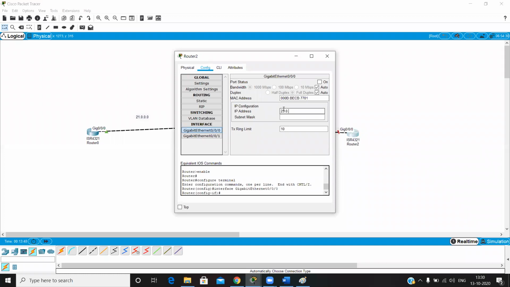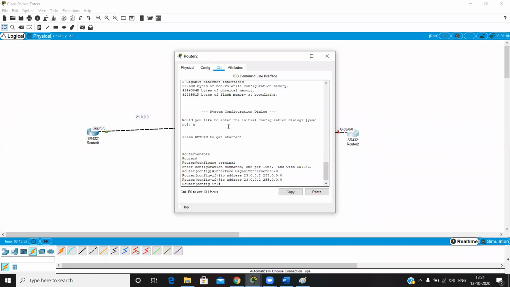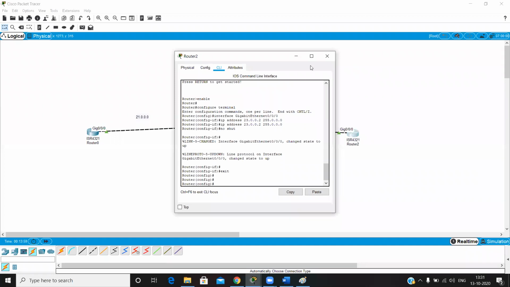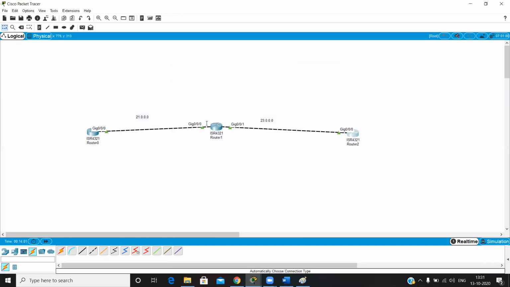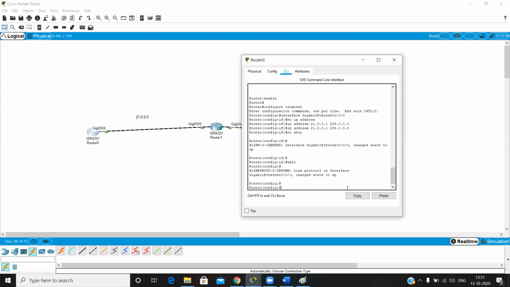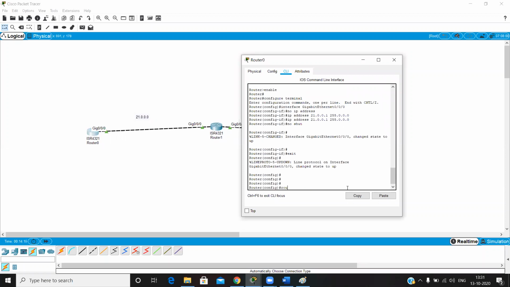This is a normal topology. We take only three routers and see the commands of OSPF. So we have three routers. Between these routers we have the 21 network and here we have the 23 network. Now go into global configuration mode on the router and run the command router ospf.